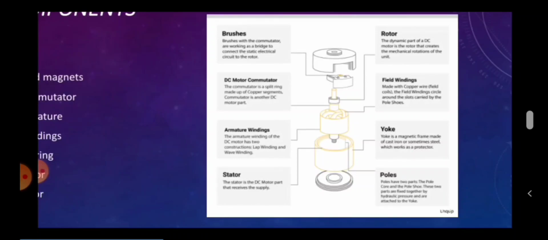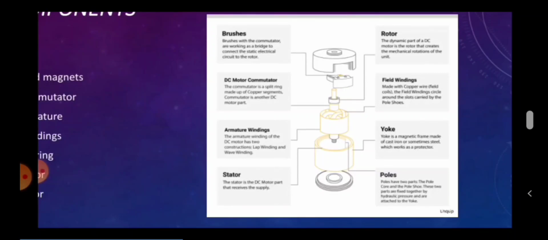The next is the armature winding. The armature winding of the DC motor has two constructions, that is lap winding and wave winding. Next is the stator. It is the DC motor part that receives the supply.